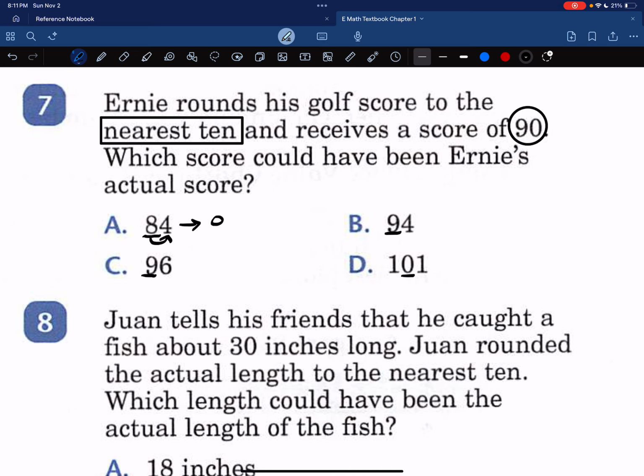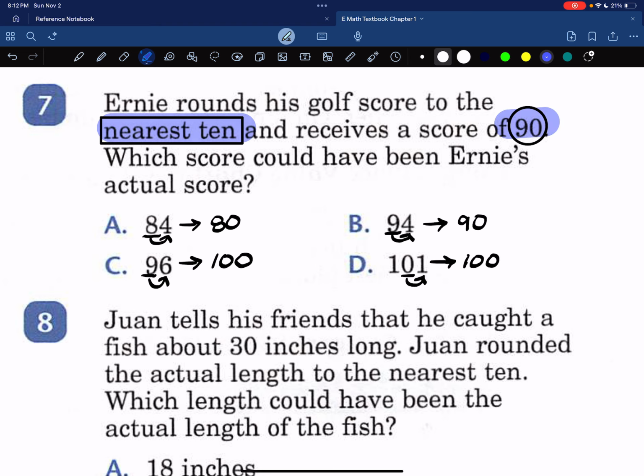This one is going to be an 80. This one would be a 90. This one would be a 100. That 6 is going to push that 9 up a place to a 10. And then this one would also be 100 because the neighbor says don't change the 0. So the one I'm looking for is this one, B as in boy.